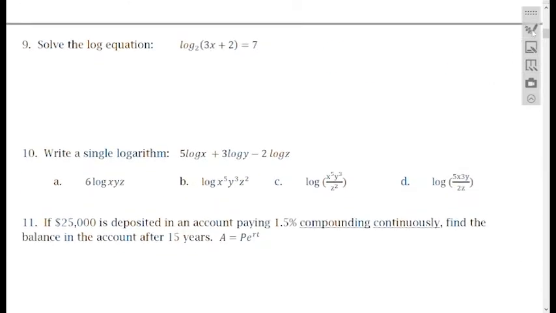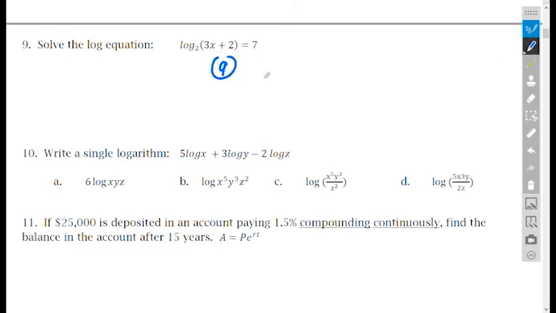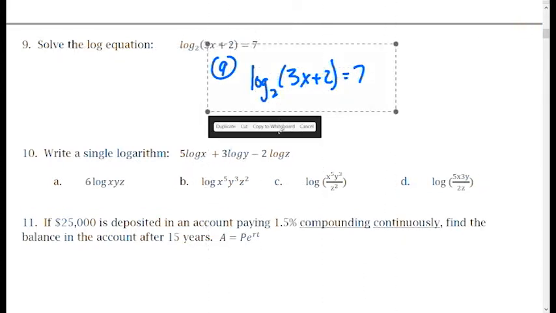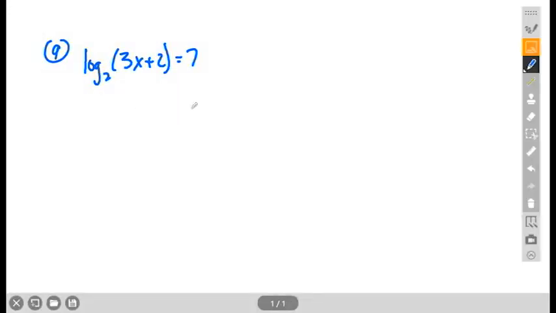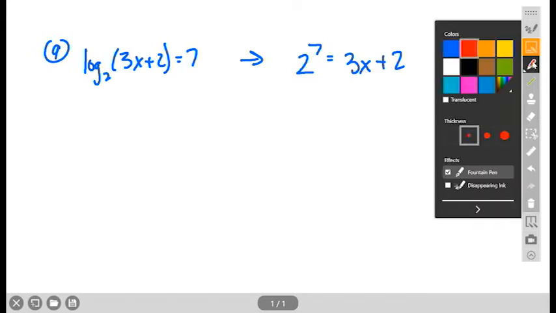All right, solve the log equation. So for number 9, we want to solve the log equation. So we have log base 2 of 3x plus 2 equals 7. Okay, so to solve this log equation, we need to change this to exponent form. So if we change this to exponent form, that would be 2 to the 7th power is 3x plus 2. Remember, a logarithm asks: the base, 2 to what power is 3x plus 2, and that's the answer. So 2 to the 7th power is 3x plus 2. And then we can solve this for x.